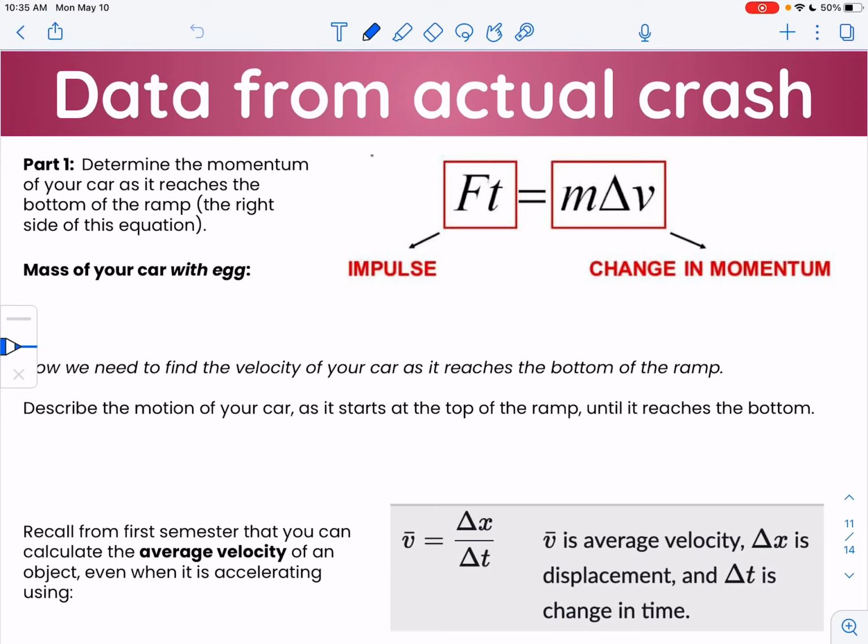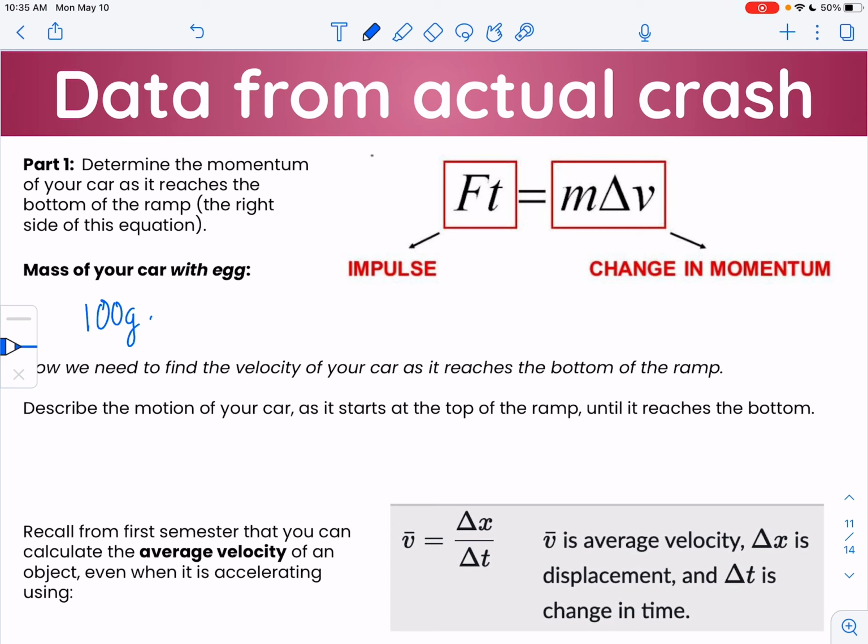Okay, so I'm going to walk you through how to make your calculations for the final. Mass of your car with egg: you should add up your empty car and the egg together. Let's say that I get 100 grams for this. Your numbers are going to be different.